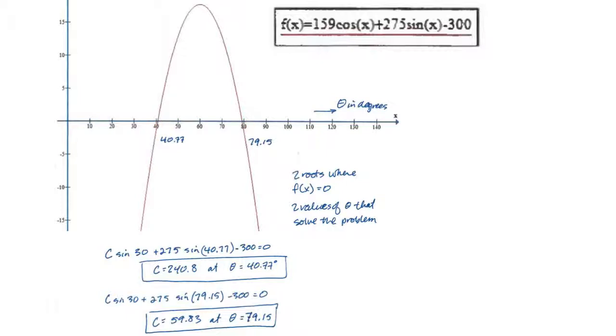Plugging either of those back into our equation, you can find out what the value of C is. You have to go back to the other equation, sorry, and you can find out what the value of C is there for those two values of theta. So anyway, those are two real handy techniques for solving difficult kinds of problems with sines and cosines in the same equation, and I encourage you to master one of those things.